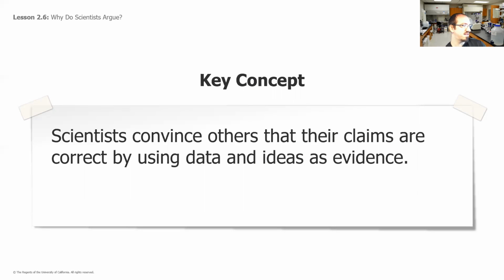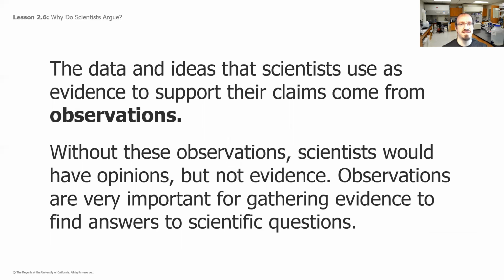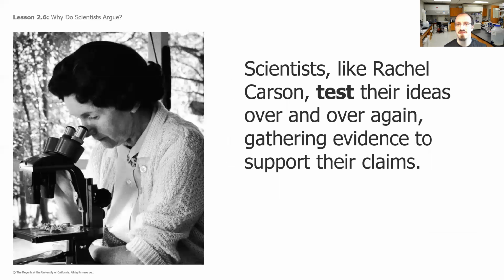Right? And we know that scientists make claims to help answer their questions. So the data and ideas scientists use as evidence to support their claims come from observations. Without those observations, scientists would have opinions, but not evidence. Right? Observations are very important for gathering evidence to find answers to scientific questions. And scientists like Rachel Carson test their ideas over and over again, gathering evidence to support their claims.